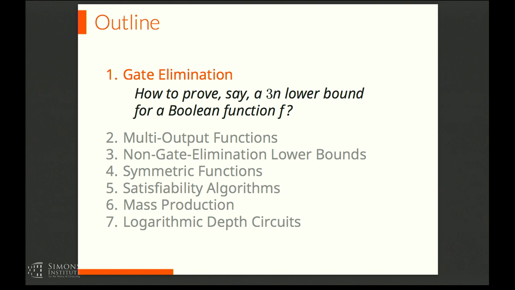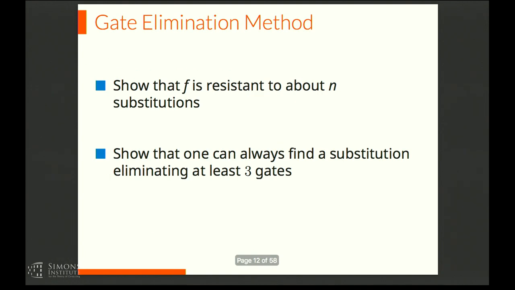Okay, the question here is how to prove, for example, a 3n lower bound for a Boolean function f. This is usually done as follows by the gate elimination method. You first pick a function which is resistant to sufficiently many substitutions. For example, f could be a parity function, and f is clearly resistant to n minus 1 bit-fixing substitutions, meaning that after any n minus 1 bit-fixing substitutions, you have a function which is still not constant. So you need a circuit of some non-zero size to compute this function.